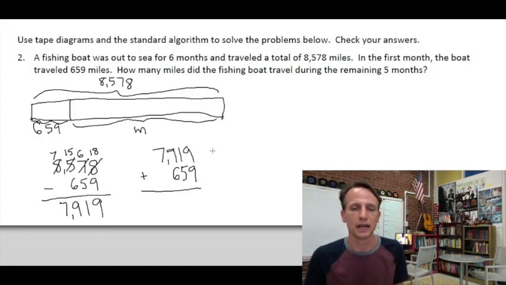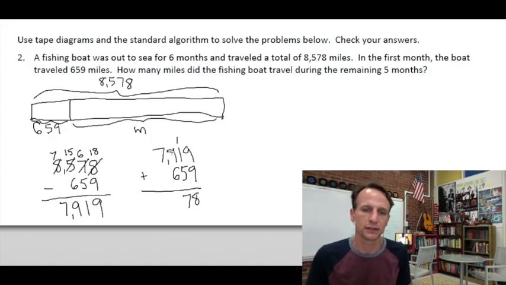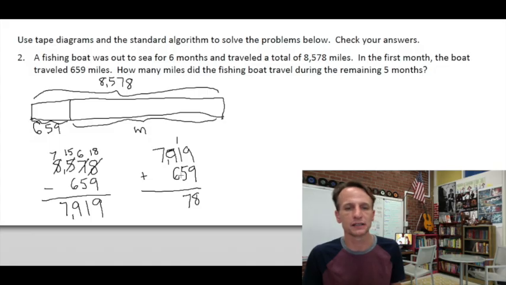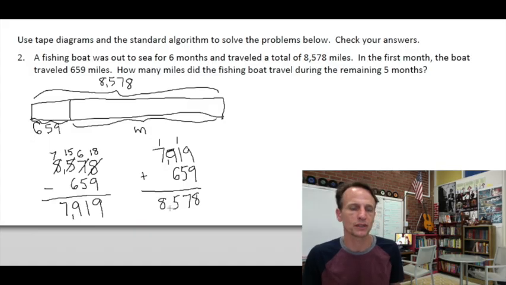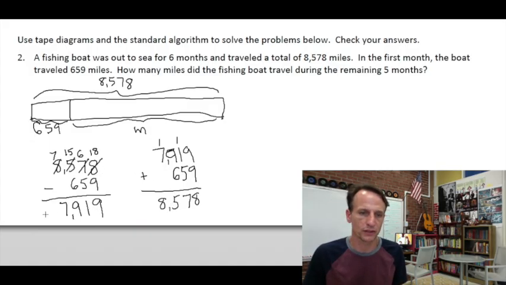All right, 9 and 9 make 18, good. And 1 and 1 and 5, 7, good. Really, this is a 9. We're going to make it look more like a 9. 9 and 6 make, all right, 15. Regroup that 1. 1 plus 7 is 8. Is that the length of the whole trip, what we started with? Yes, indeed it is. So remember here, this is our M. This is the remaining months.